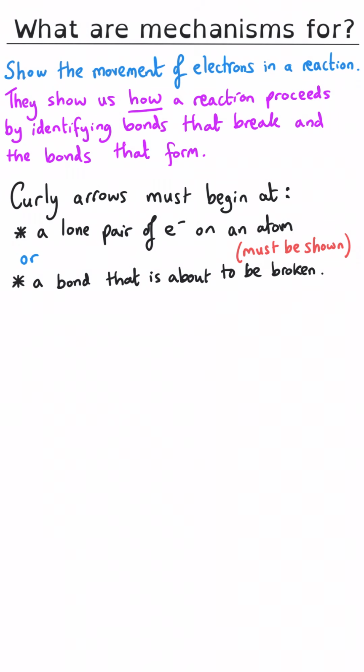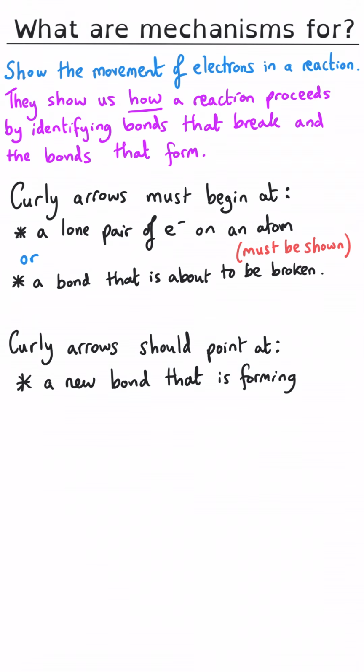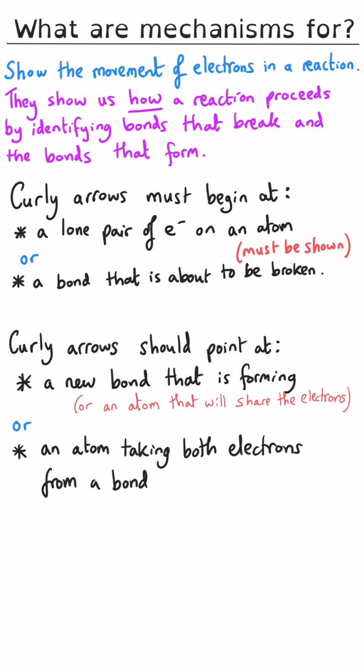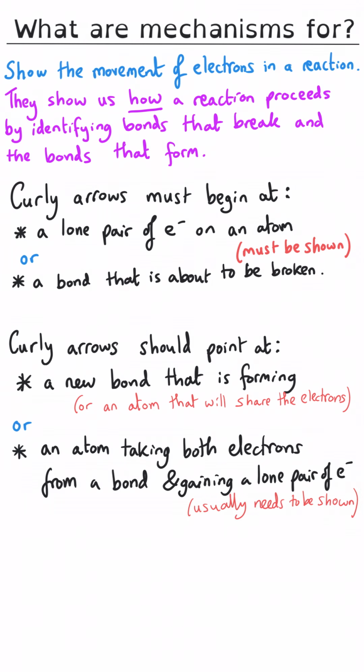And then the curly arrows need to point at either a new bond that is forming, that might be a single bond or a double bond, or at an atom that is taking both electrons from a bond and it is therefore gaining a lone pair of electrons, which again should be shown after that particular mechanism step.